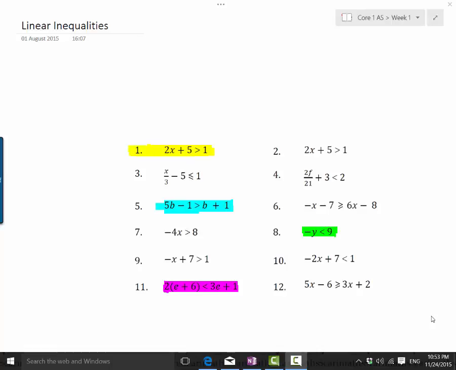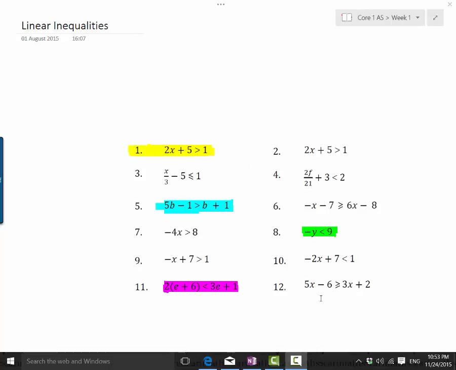Hello and welcome to the C1 lesson on inequalities. Now this lesson should be an extension of those that you did at GCSE. We're only dealing with linear inequalities, and the quadratic inequalities will come a little bit later on in the C1.